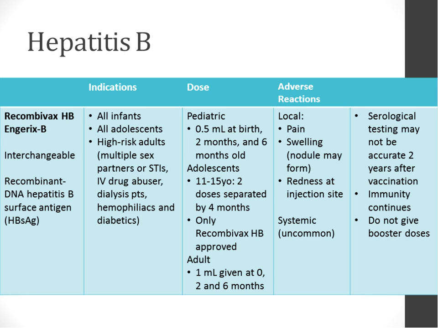For hepatitis B, I would know that even though serologic testing is available, it may not be accurate 2 years after the vaccination, even though immunity continues. You should not give booster shots depending on what level the serologic testing says, especially if that testing is done more than 2 years after the vaccinations.